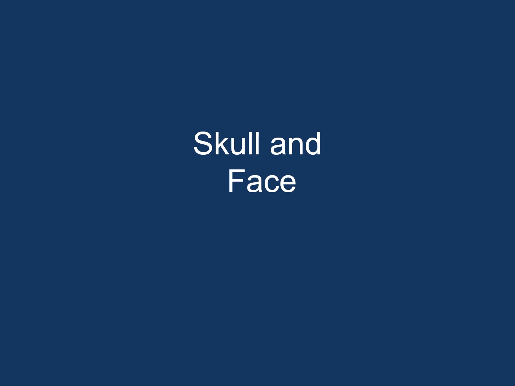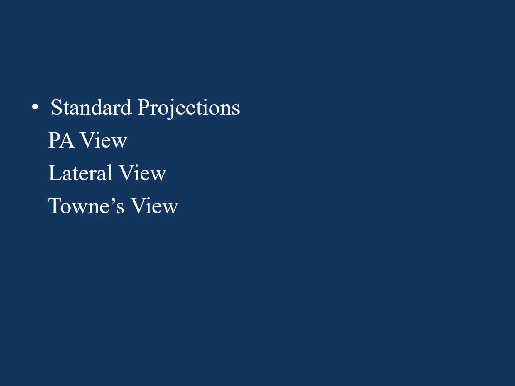So let's start first with the skull and the face. When you request a skull x-ray, there are three standard projections. They are the PA view, lateral view, and Townes view. These views are important to demonstrate a particular structure that you will see in the skull x-ray.